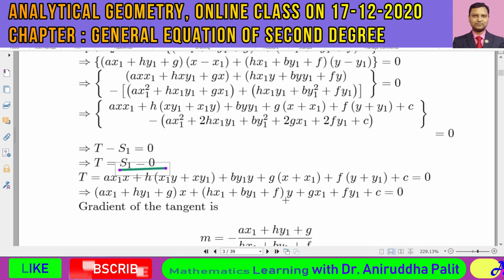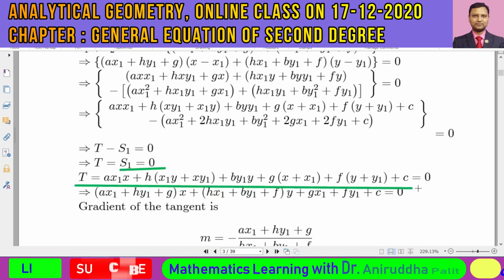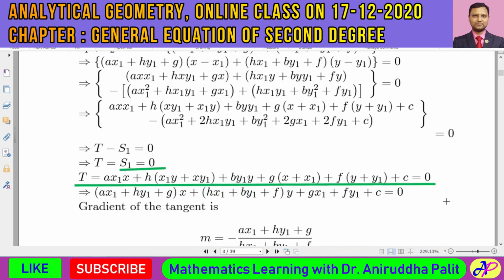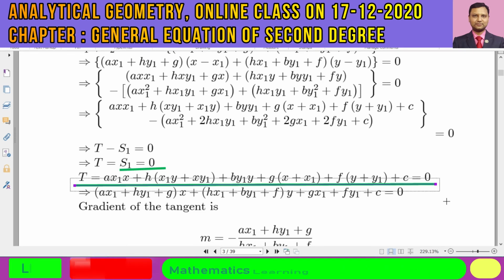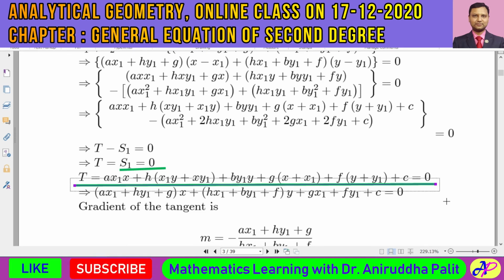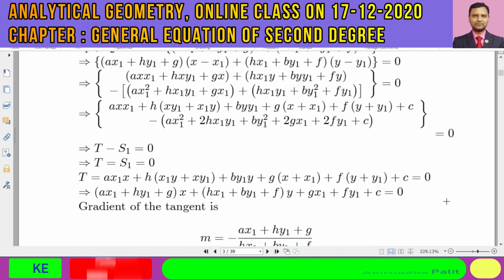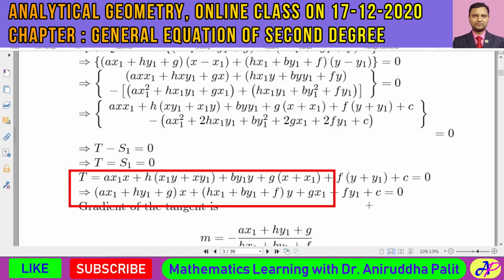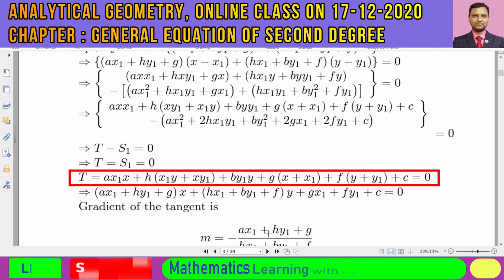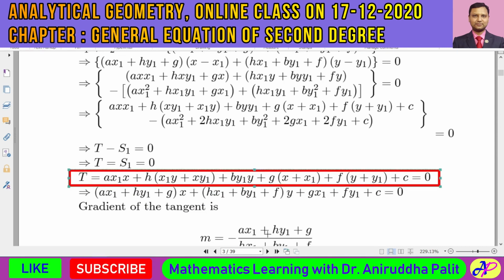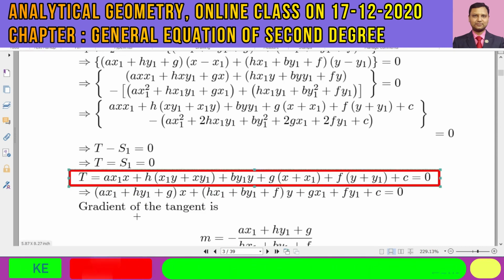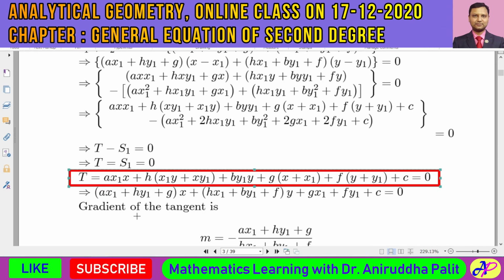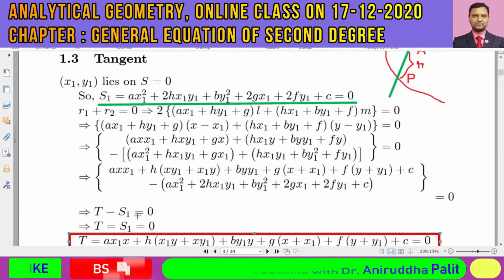And so we actually have this equation T is equal to 0. This is the equation of tangent. Please remember that T is equal to 0 will give us the equation of tangent. You need to remember this formula. T is equal to 0 would be the equation of tangent to the curve S is equal to 0 at the point x1, y1. Now we want to find out the equation of tangent. What is tangent?